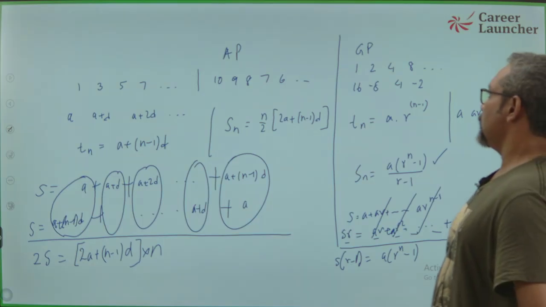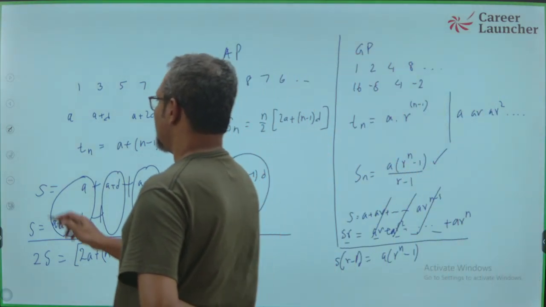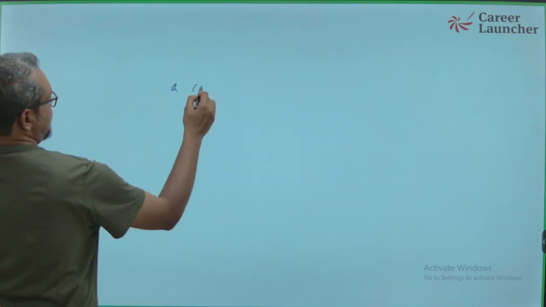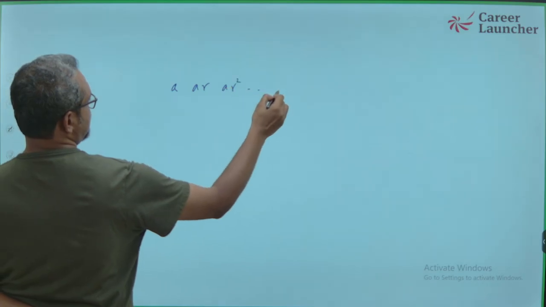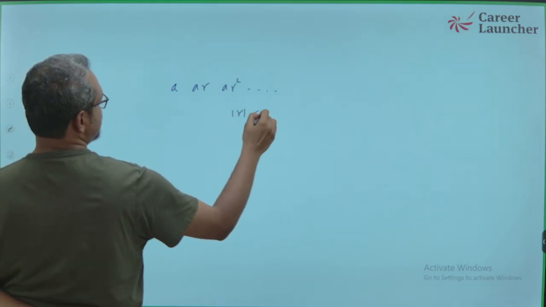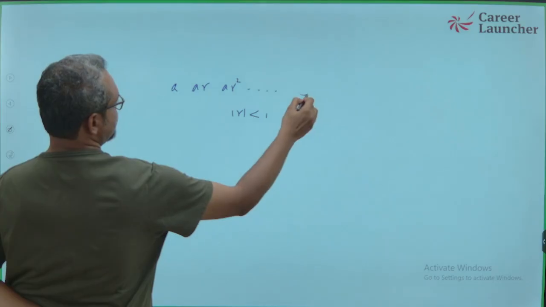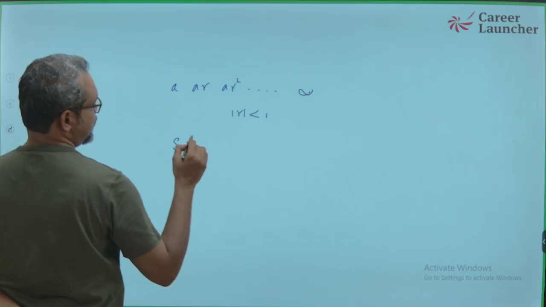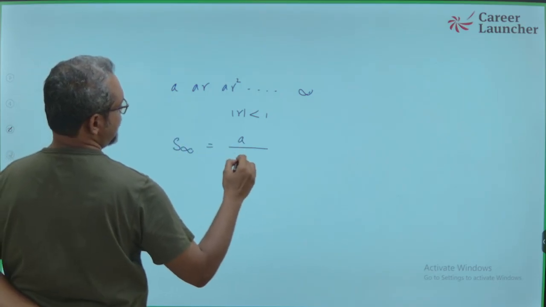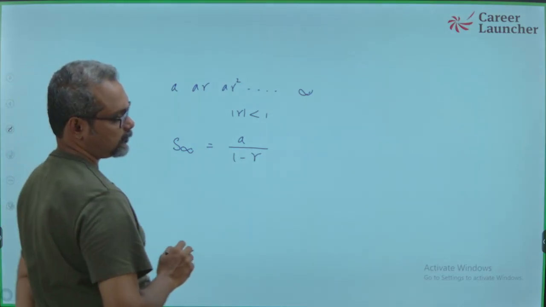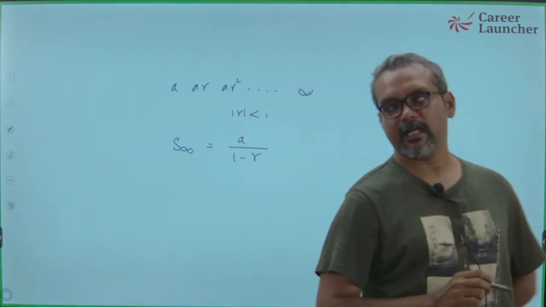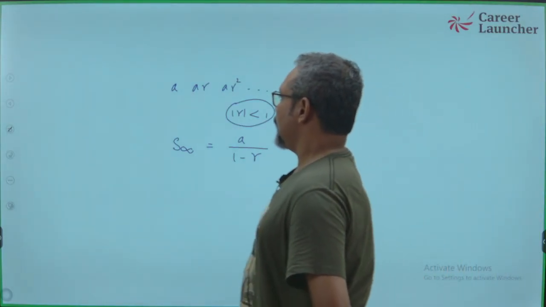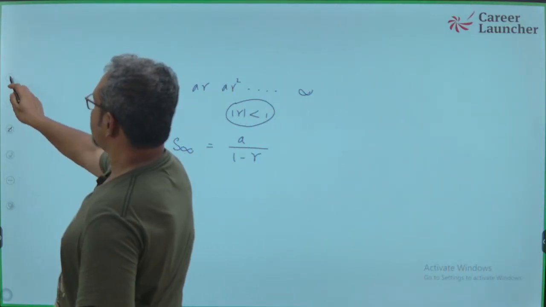Now there is something called an infinite GP. The idea of infinite GP is we have the series looking the same, A, AR, AR squared and so on. Only this time mod of R is less than 1, and this goes on to infinity. So everything remains the same except that the sum to infinity now is A by (1 minus R). So this is the infinite GP series, but this condition has to be satisfied. Okay, let's take some examples.